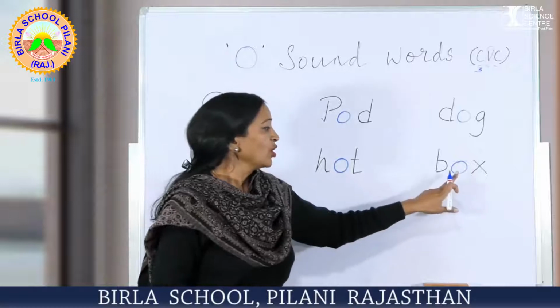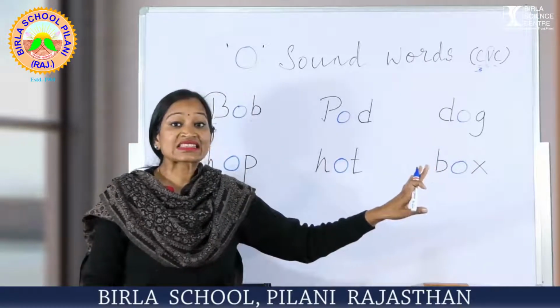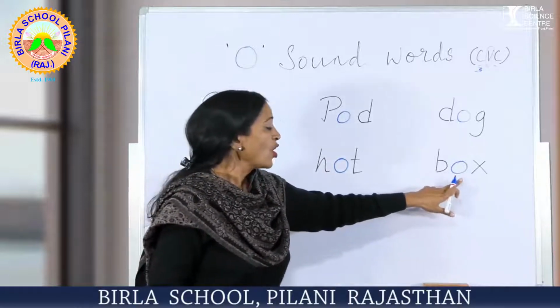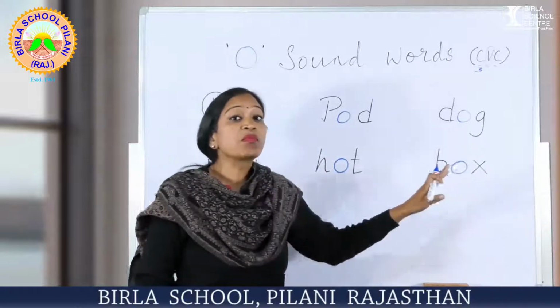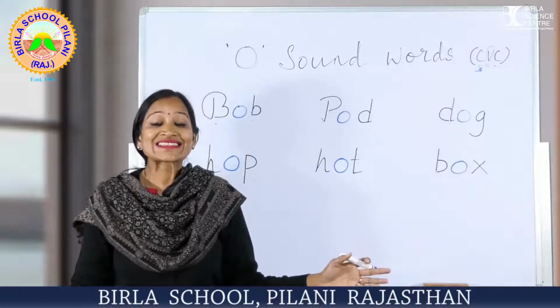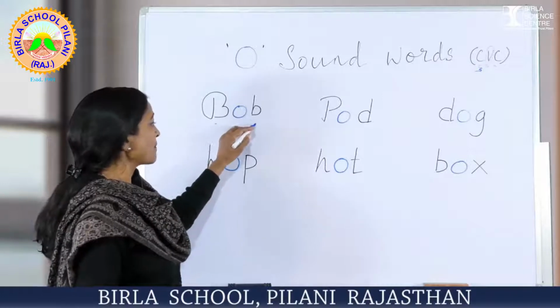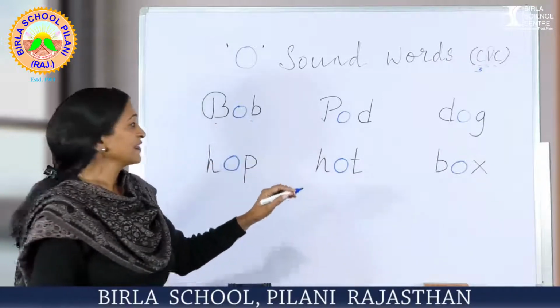B, O, X. What is the sound of X? X. B, O, X. Box. B, O, B, Bob.